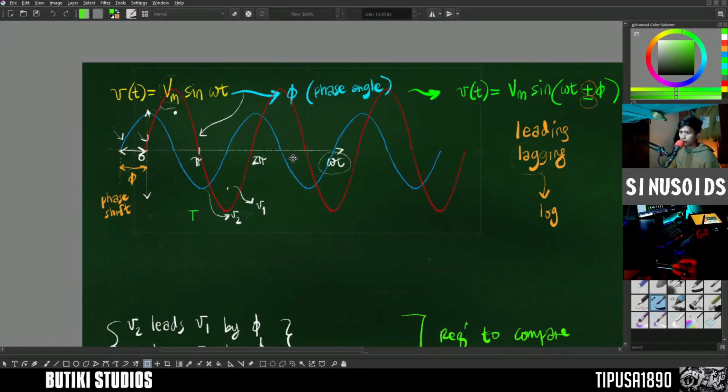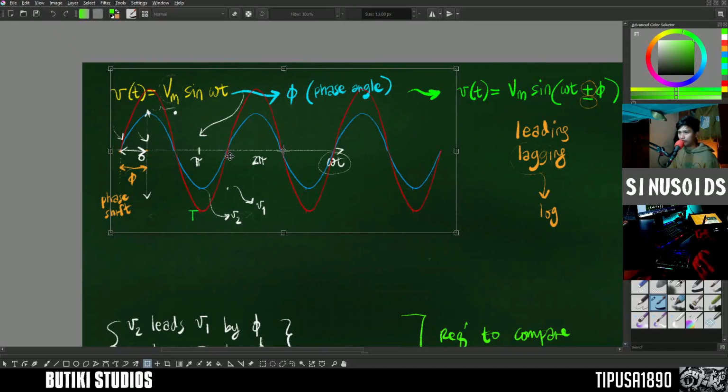If we move this red wave away, these two waves have the same frequency but they have a phase difference. They are out of phase. They are separated, right? There is an angle between them. But then if we align their amplitudes, these two waves are in phase. So let us go back.